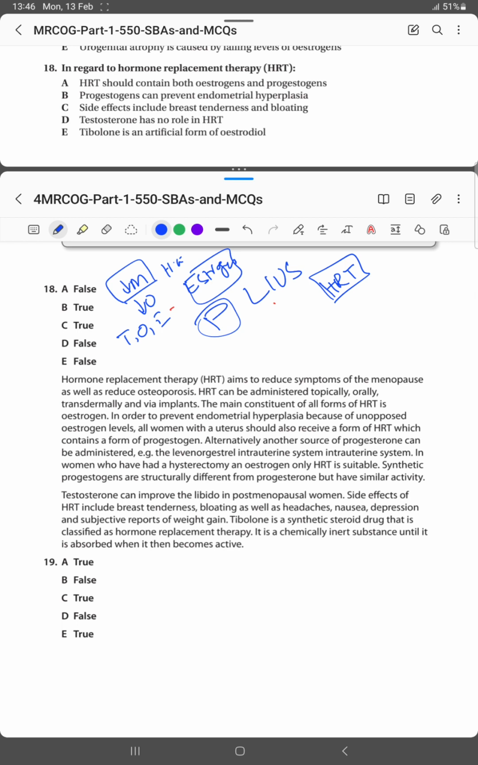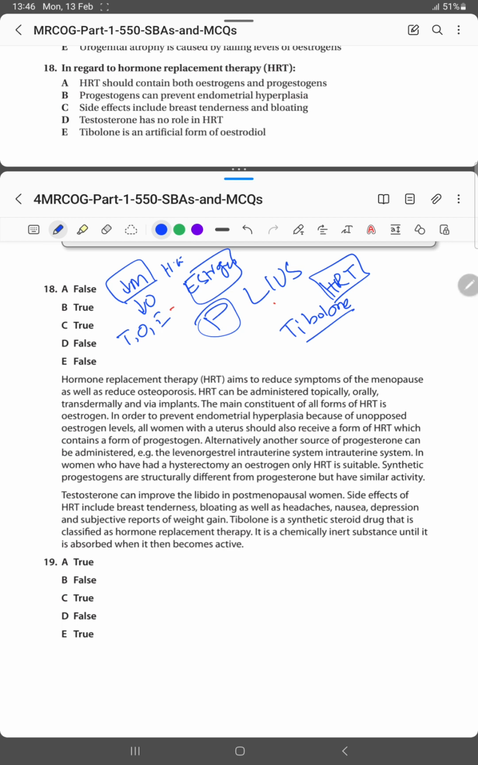Synthetic progesterones are structurally different from progesterone, but have similar activity. Testosterone can improve the libido in the postmenopausal woman. The side effects of HRT include breast tenderness, bloating, as well as headache, nausea, depression, and subjective reports of weight gain. Tibolone is a synthetic steroid drug that is classified as a hormonal replacement therapy. It is a chemically inert substance until it is absorbed, when it then becomes active.